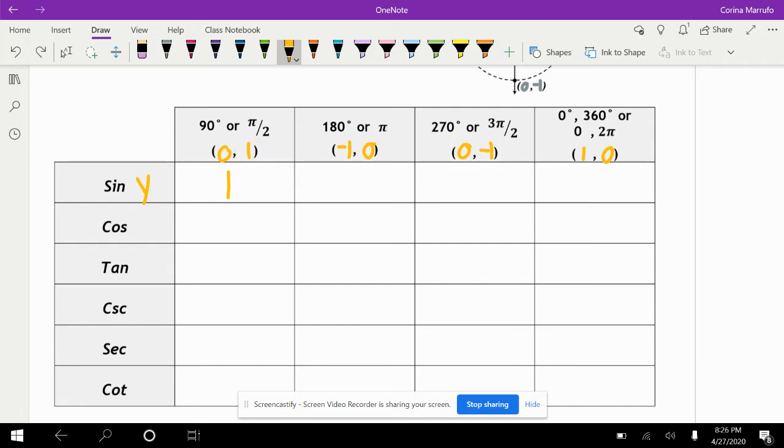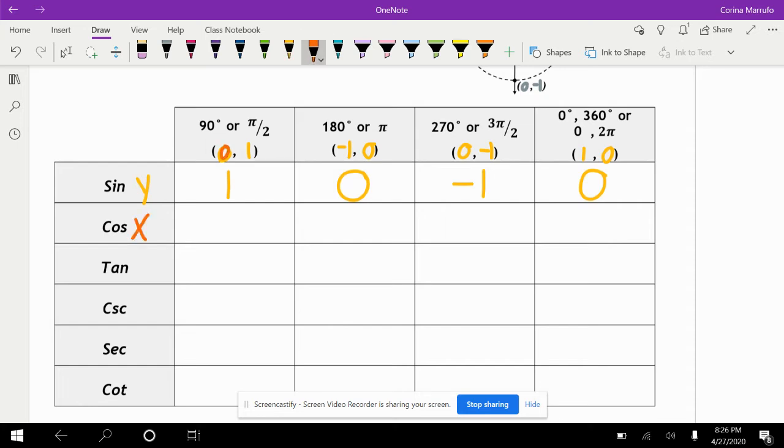Here, our y value is 0. Here, our y value is -1. So sine of 270 is going to give you -1. Sine of 360 degrees or sine of 0 degrees is going to give you 0 because our y value is 0. Now cosine. Cosine is our x value.